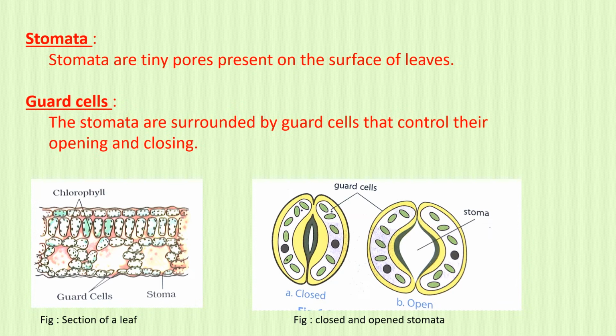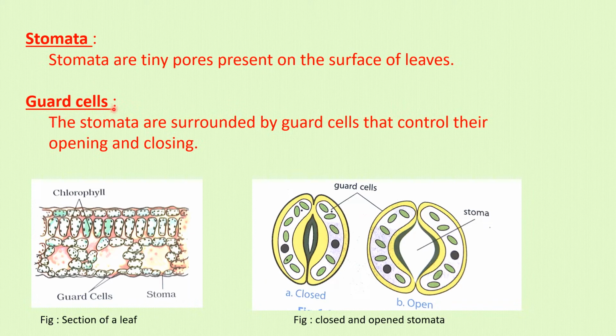Now we learn about the stomata. What are stomata? Stomata are the tiny pores present on the surface of leaves. Stomata are responsible for absorbing carbon dioxide. So what is the stomata? Stomata are the tiny pores present on the surface of leaves. Stomata is the plural form, and the singular is stoma.